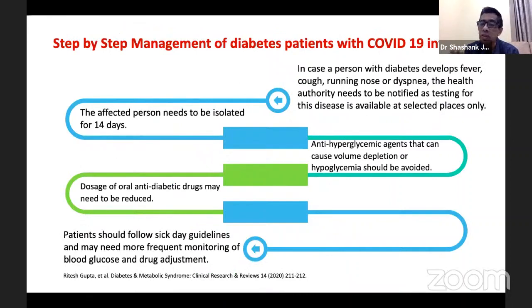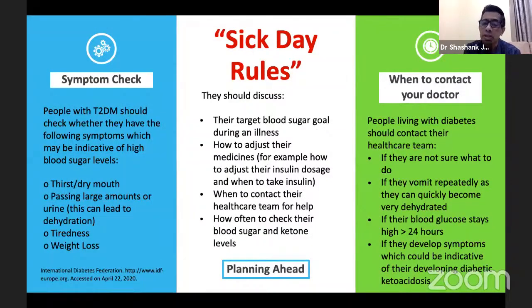So obviously, for diabetic patients with COVID, we need to have a step-by-step approach. We need to get aggressive. We need to ensure that they are not volume depleted. We need to ensure that they are appropriately isolated and they take the right amount of oral anti-diabetic drugs. If they get COVID with diabetes, we need to tell them simple sick day rules.